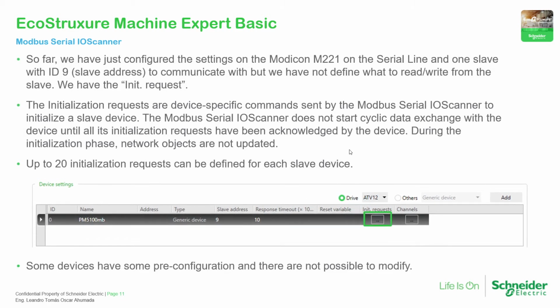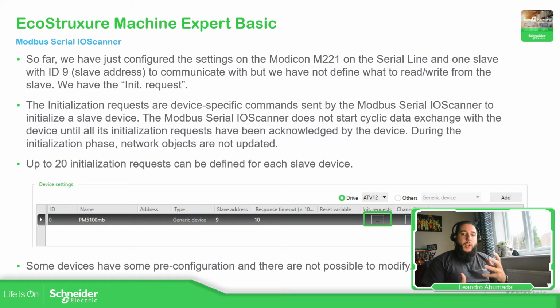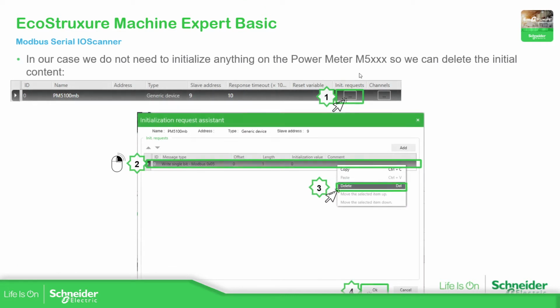Then we have this initial request that if you want to send some initial configuration for the device, you can specify some channels in the initial request, so the PLC can send to the device, in our case the power meter, the initial configuration for some parameters. That is the idea. In our case, we are not going to do that. We're just going to delete what is inside the initial request. So we just need to enter over there, select, right click, and delete.